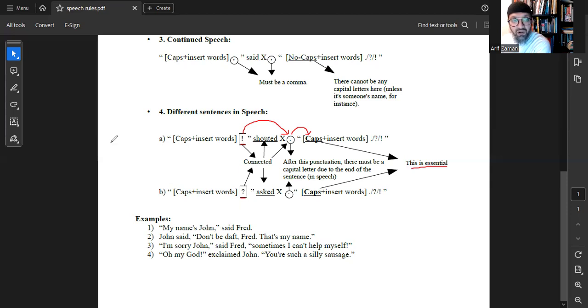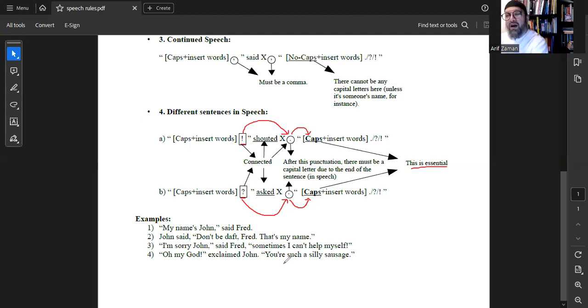Now, what about this one over here, B? So again, capital letter, insert the words, you've got a question mark. Because of the question mark, you have to have the full stop over here to indicate that's the end of this sentence. "Asked whoever." Okay. Then, because there's a full stop over there, you need to have the capital letter here. And this is essential. Where's the example? Look down here, number 4. So that's basically what I'm suggesting you should try to do in your stories.